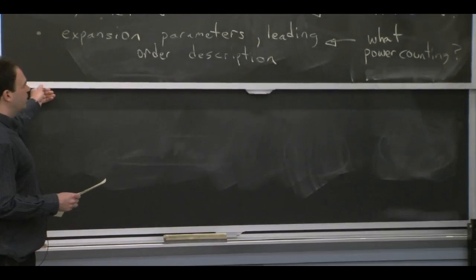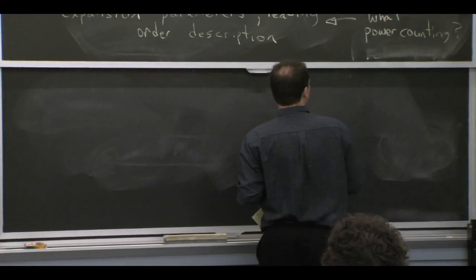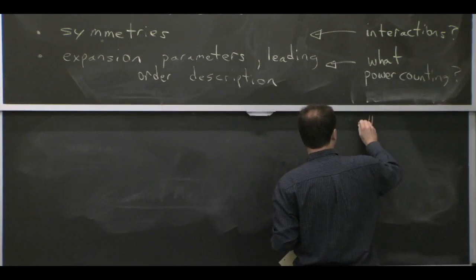And if you take those three things together and you figure out the leading order description, then you have an effective field theory. You write down a Lagrangian for it.